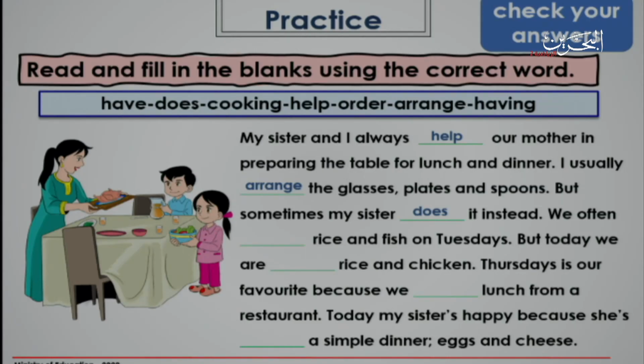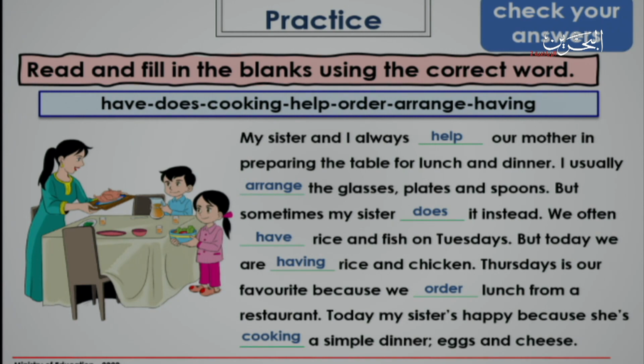We often have rice and fish on Tuesdays, but today we are having rice and chicken. Thursdays is our favorite because we order lunch from a restaurant. Today my sister's happy because she is cooking a simple dinner, eggs and cheese.